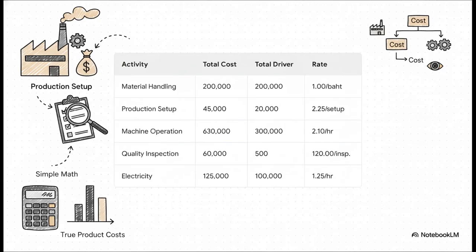That's it. And after you do that simple math for everything, you get this, a crystal clear price list for your factory. We can now see that every single time a machine is set up, it costs the company 2.25 baht. Every quality inspection costs exactly 120 baht. We've just turned a big blob of overhead costs into a detailed, itemized bill.